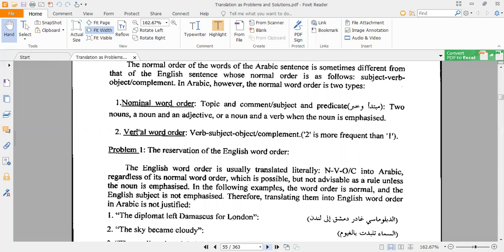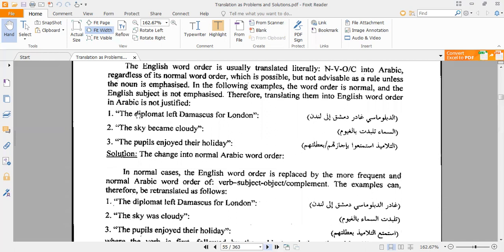Look at the verbal word order. Verbal: in English subject, verb, object or complement, while in Arabic verb plus subject. يعني بحكي أحمد في اللغة الإنجليزية أحمد ate an apple. أحمد subject, ate verb, an apple object. ولكن في اللغة العربية الverbal sentence يجب أن تبدأ بفعل وليس باسم. فبحكي أكل أحمد التفاحة، بدأت بفعل أكل، بعدها الفاعل أحمد، والتفاحة اللي هي الأوبجكت.